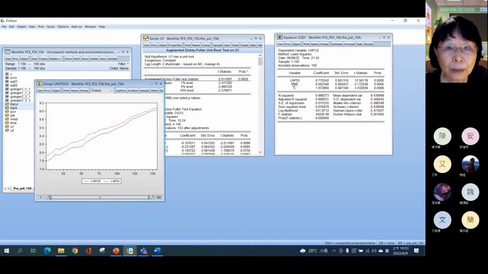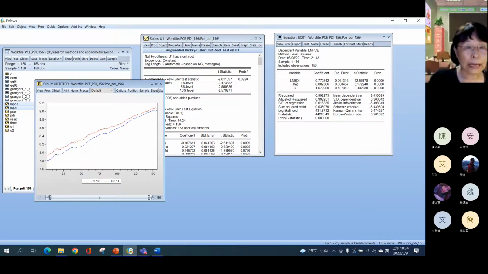It means that if PDI increased by 1%, then PCE will increase by 0.77% in the long run. So this is the long run coefficient between the relationship of LMPCE and LMPDI.